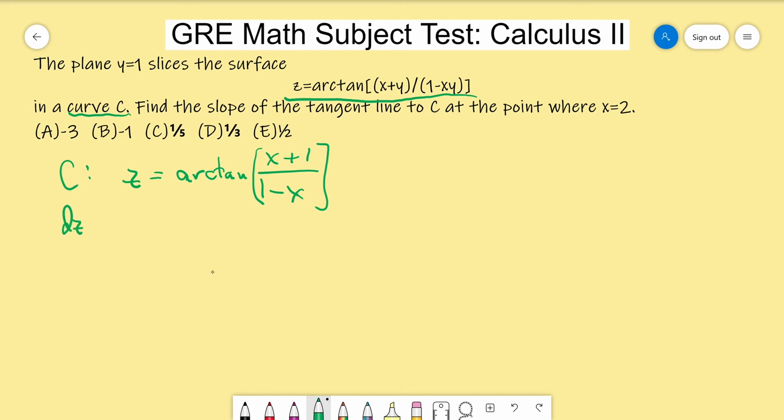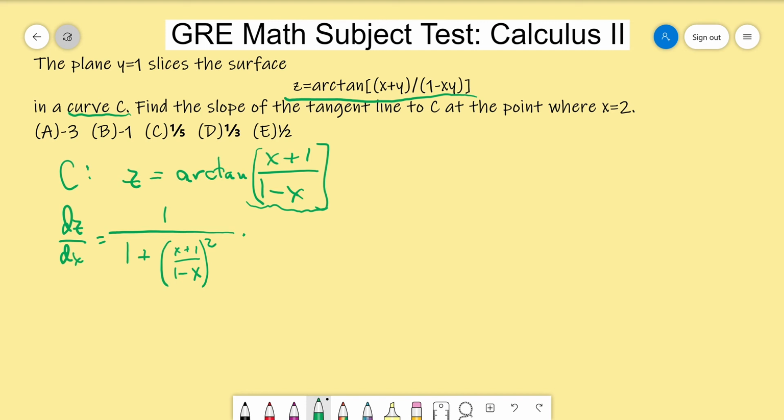So let's see, the derivative of z with respect to x. Remember, the derivative of arctangent of x is 1 over 1 plus x squared. So in this case, our x is going to be this whole thing inside the bracket, so we get 1 over 1 plus, and then this (x plus 1) over (1 minus x), the whole thing squared. And of course we're not done, we have to apply the chain rule to take the derivative of whatever's inside these parentheses.